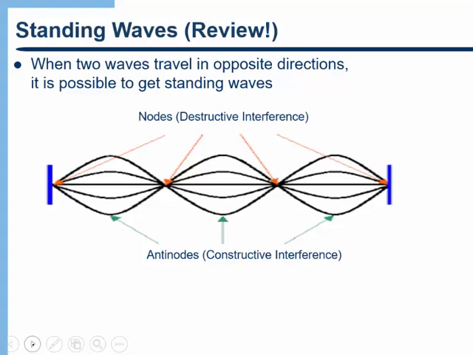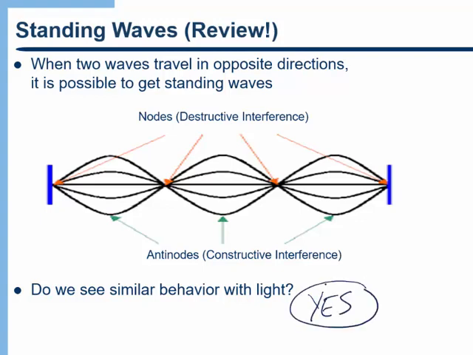And of course, that's what we mean by the nodes. And then we have the antinodes where we're always getting constructive interference. So instead of this being a passing thing, like just looking at two pulses passing each other on a string, we now get continuous constructive or destructive interference. Well, what we want to look at is, do we see similar behavior with light? And you can probably guess that the answer to that question is yes. And that's really what we're going to be talking about.